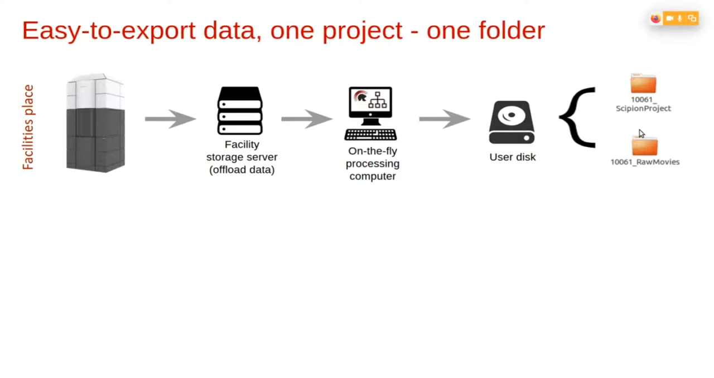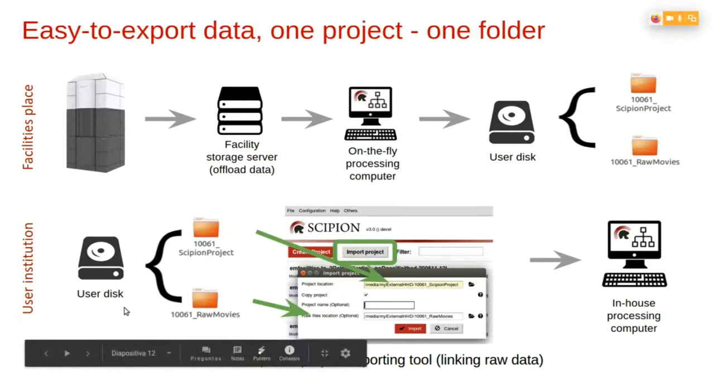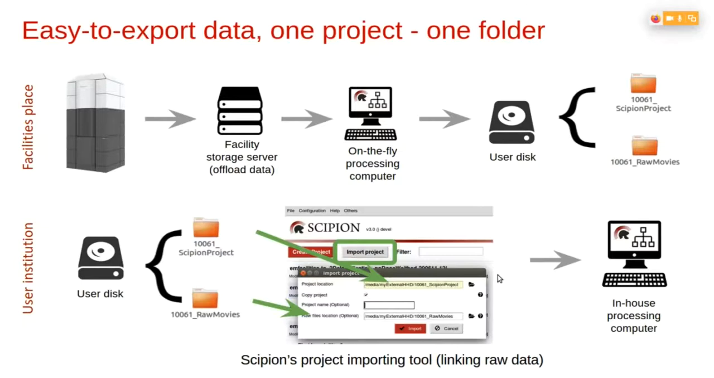But the point is, when the user arrives at their institution, they can take the Scipion project and the raw movies and import them into their own Scipion, and then their starting point is not from the beginning, from the movies. They can use all the processed data that you have provided, like the aligned micrographs, the CTF, or even the particles and the classes, as we have seen.